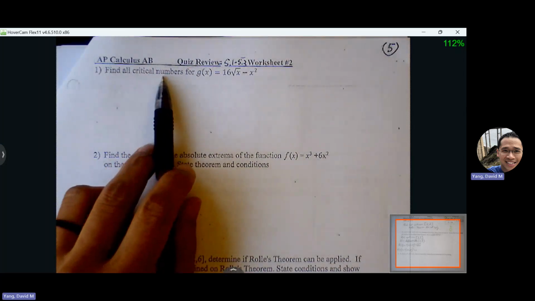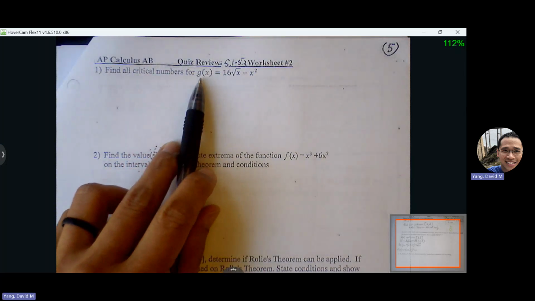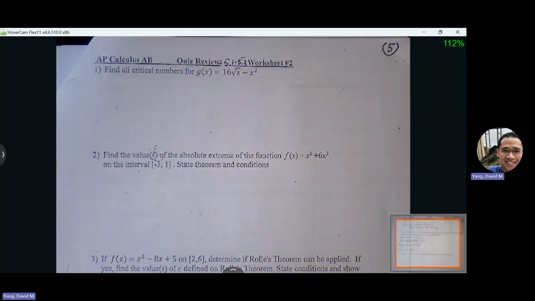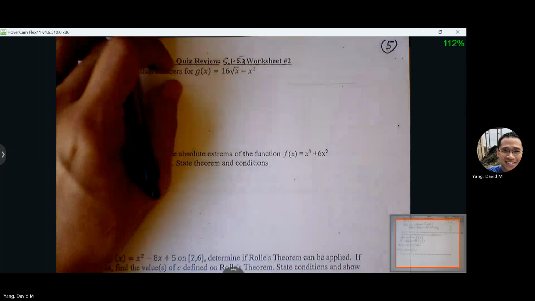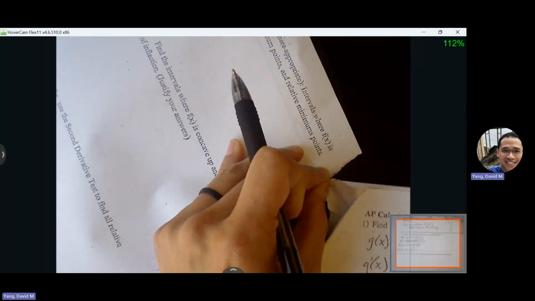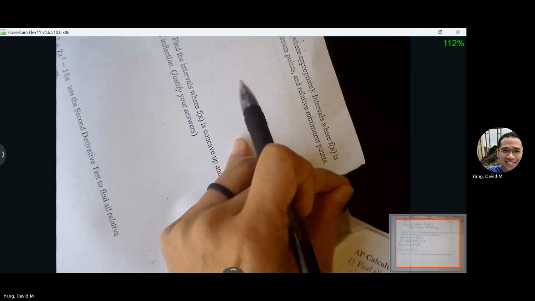All right, find critical value numbers. What's our strategy here? Yep, first derivative, set equal to 0. If your first derivative has both a numerator and denominator, you're going to set both portions equal to 0 separately. Now, if you have split fractions, you may have to do common denominators before you can find your critical point.